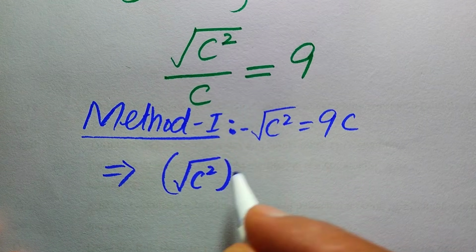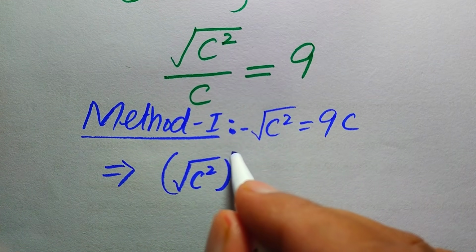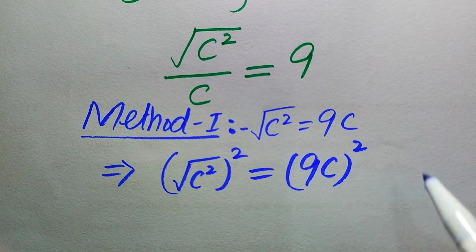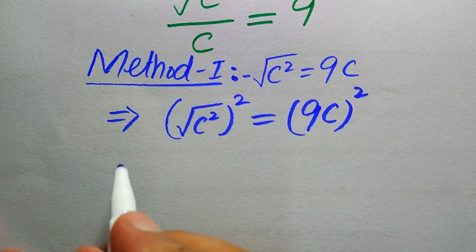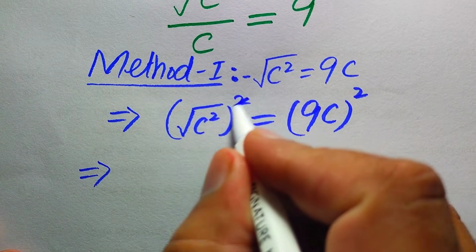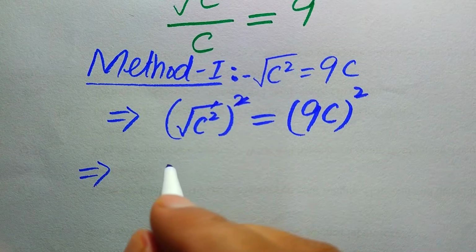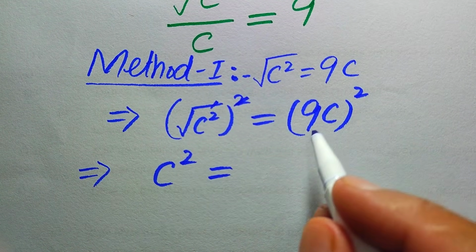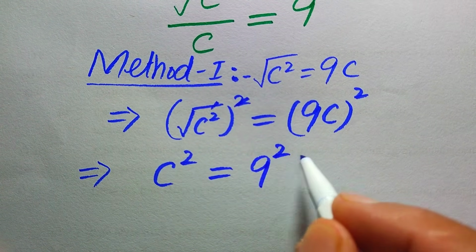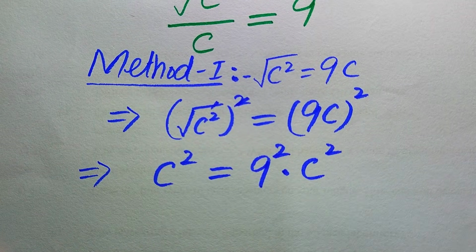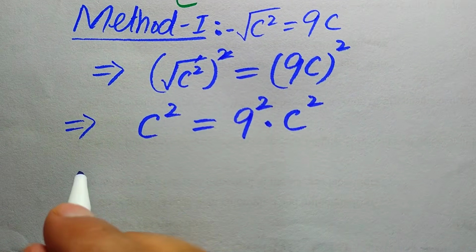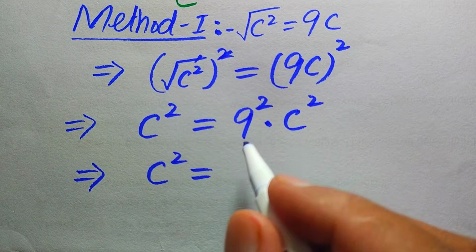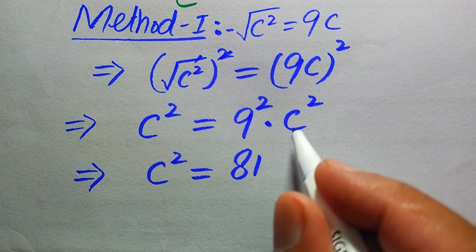When we apply squaring, this is written as square root of c square and its whole square is equal to 9c and its whole square. Now you see that this square and this square root cancel each other out, and we get c square is equal to, applying the square separately on both of these values, 9 square into c square. Further, c square is equal to, 9 square becomes 81, and this is our c square.